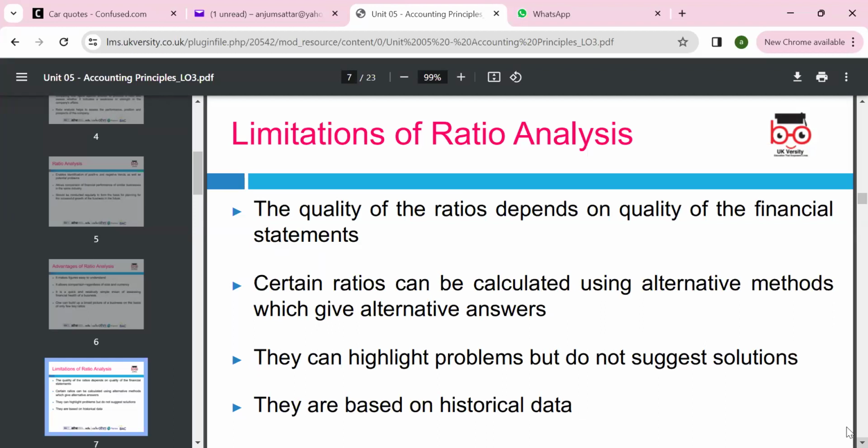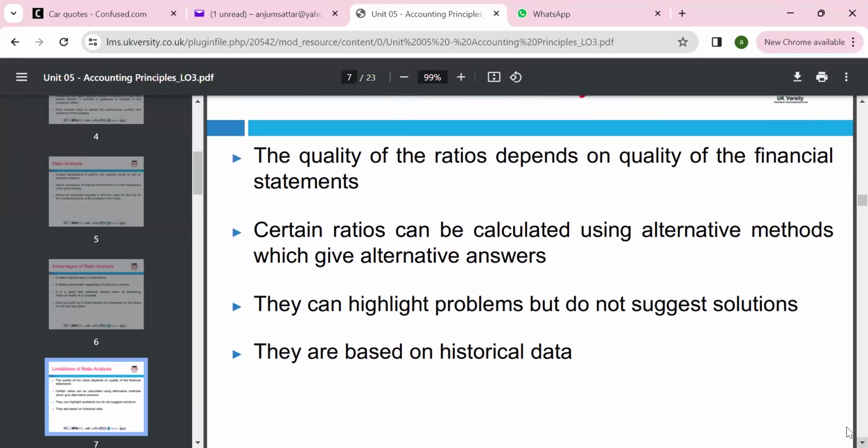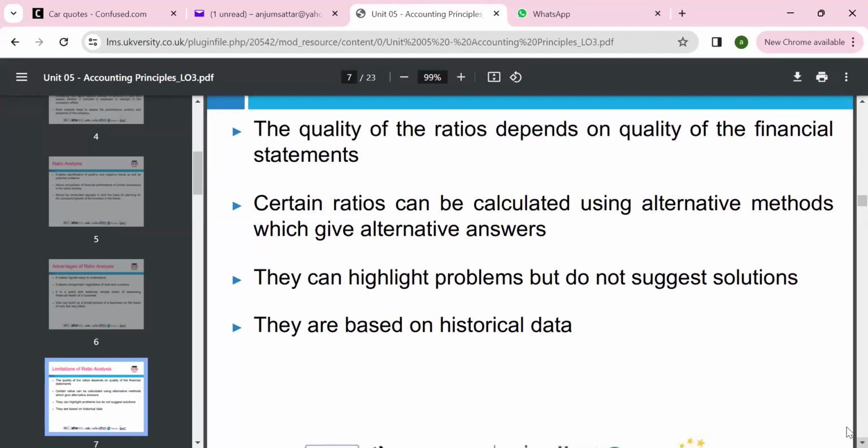For example, before COVID the ratios were good. Then COVID happened and businesses were closing. We don't rely just on the ratios. We look at the economic, environmental, political, social and technological factors, and alternative methods and answers. Ratios can highlight the problem but don't suggest the solution.